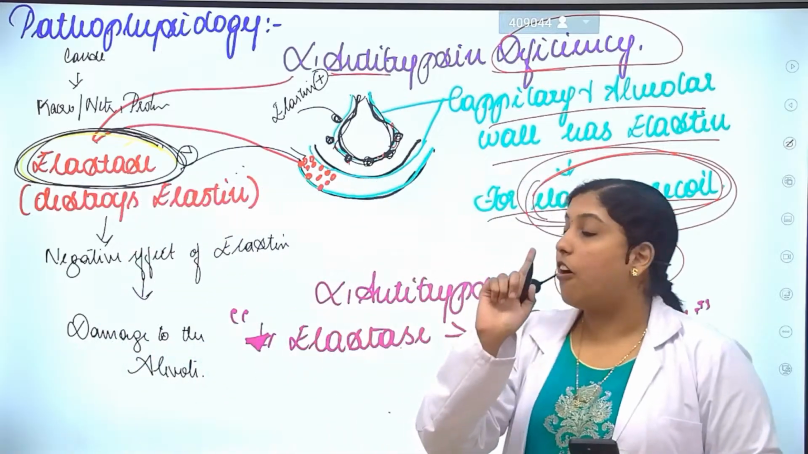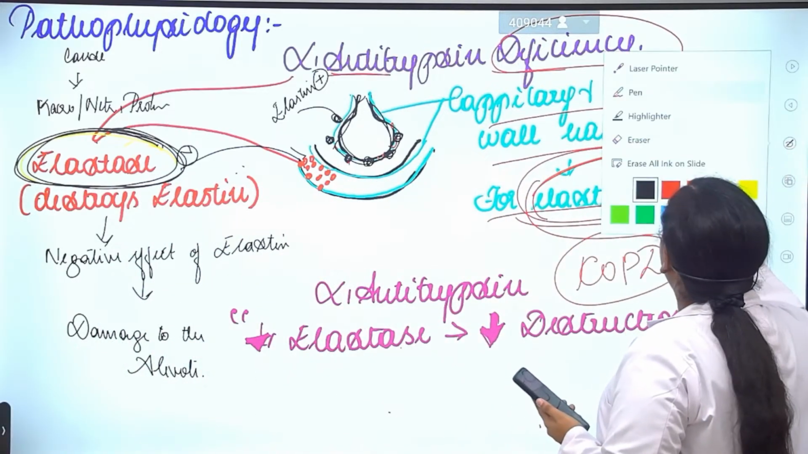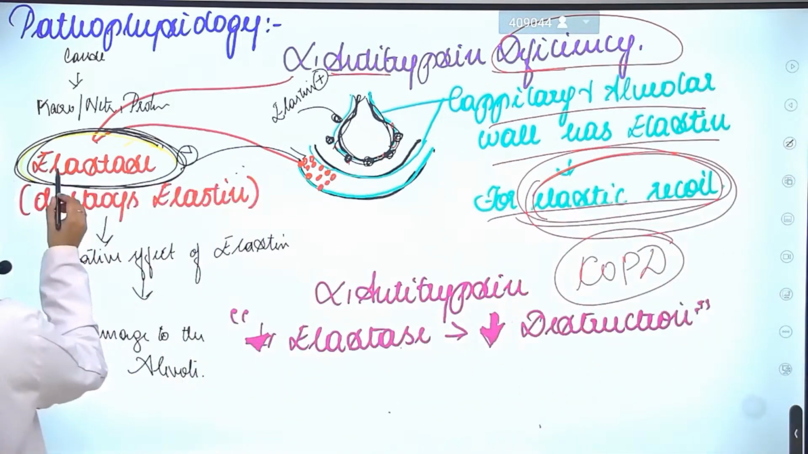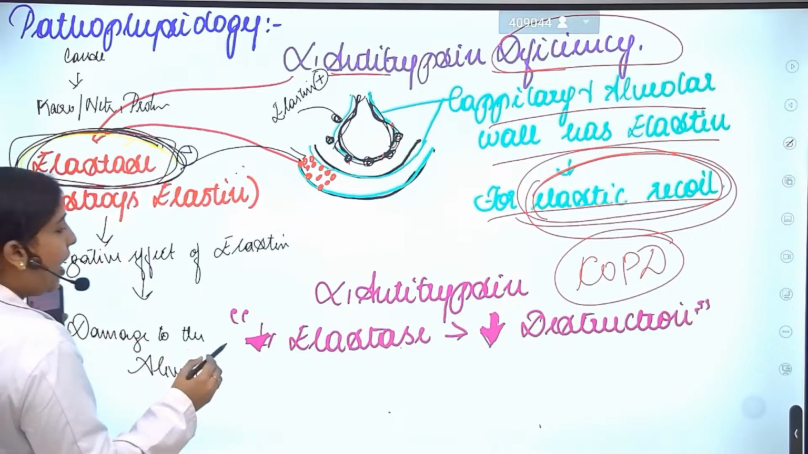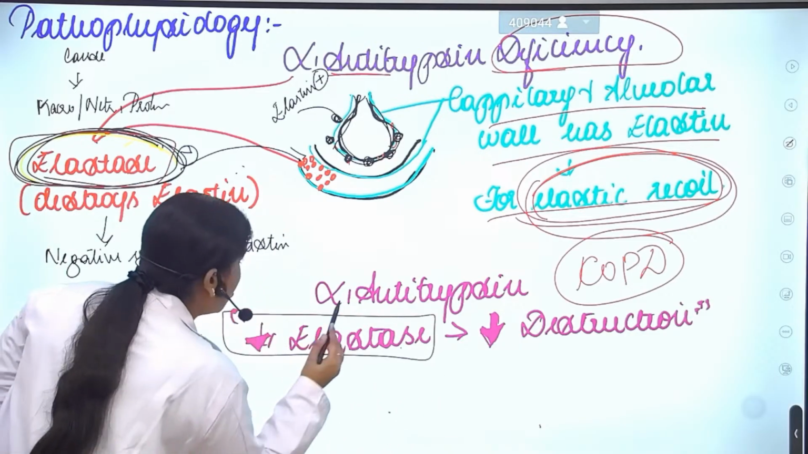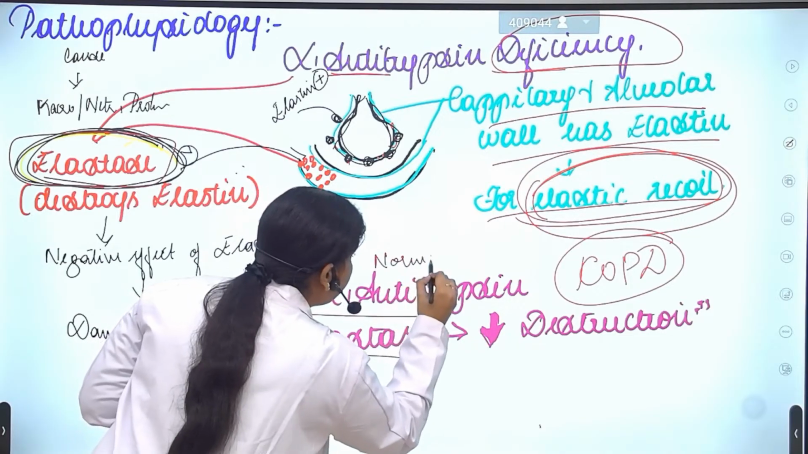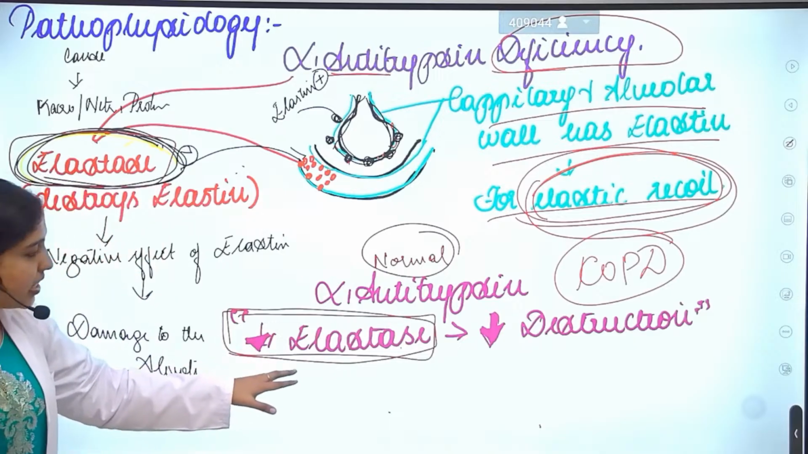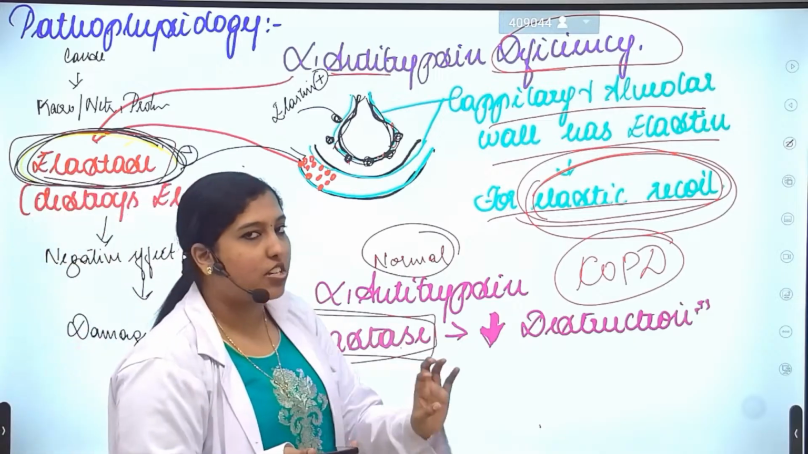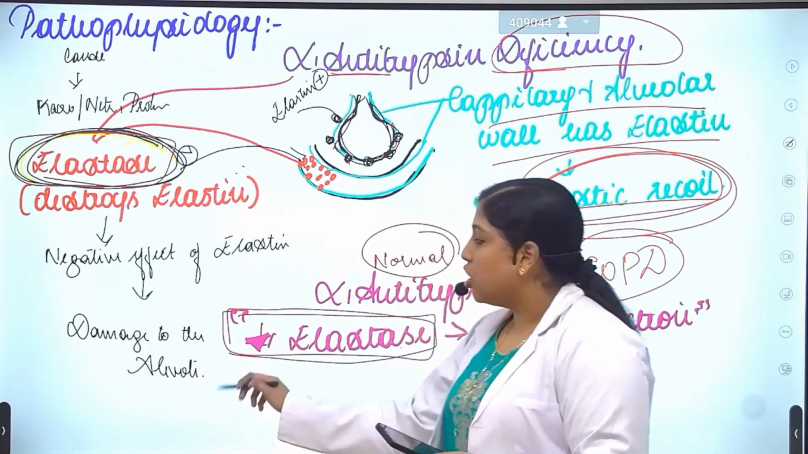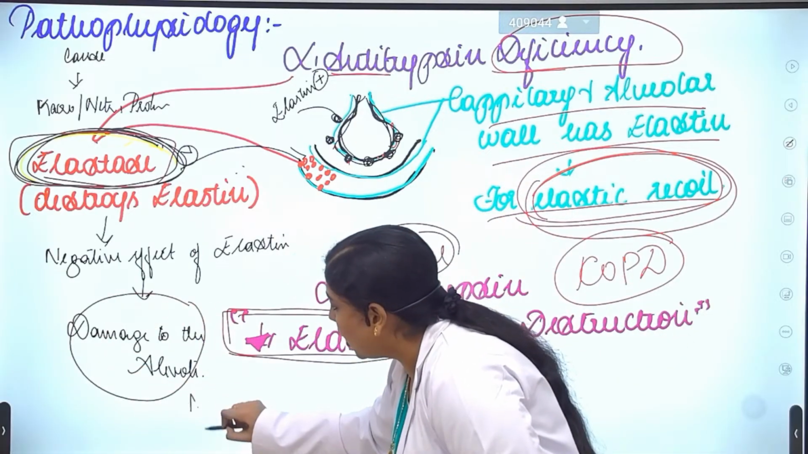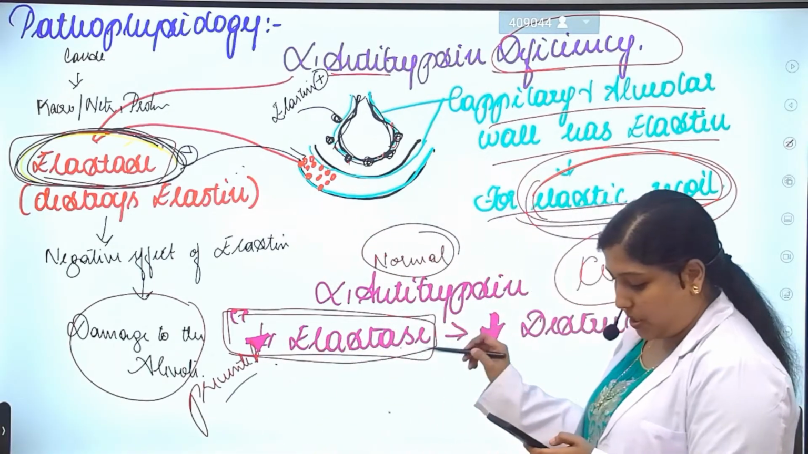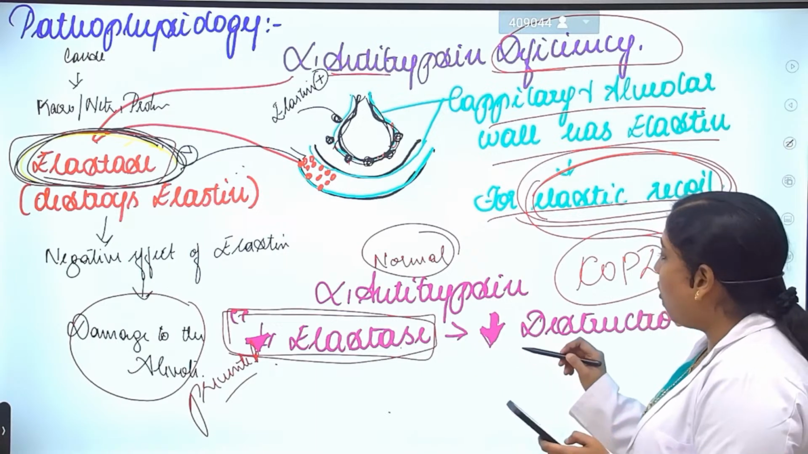So if alpha antitrypsin is present, what it will do is decrease this elastase. The normal function of alpha antitrypsin is to decrease the elastase. If it is decreasing the elastase, it is not going to disrupt any actions. It is not going to touch the elastin. So this damage to the alveoli will be prevented. That is the role of alpha antitrypsin.